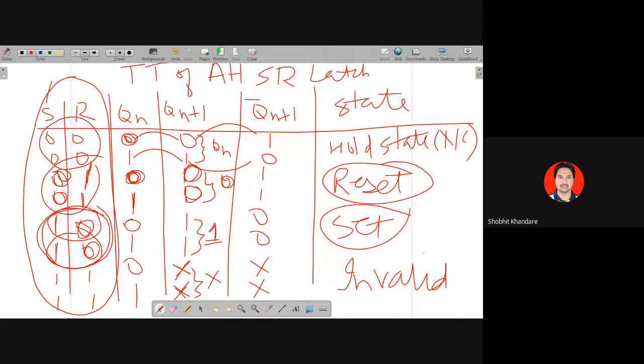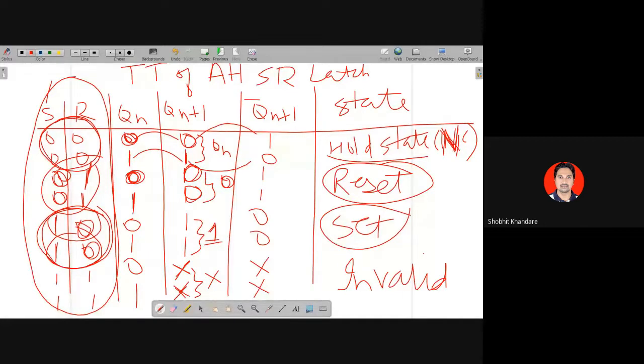What about when S is equals to 0 and R is equals to 0? In this case, it will hold the previous state. So that is called as a hold state, or it is called as no change. जो पहले वाला स्टेट था वही रहेगा. ये देखो ना, Q 0 है, नेक्स्ट स्टेट में Q 0 ही है. Q 1 है तो नेक्स्ट स्टेट में 1 ही है.